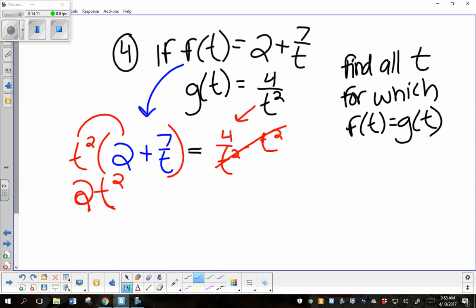Okay, now this one's a little tricky. What is t squared times 7 over t? T squared times 7 over t.